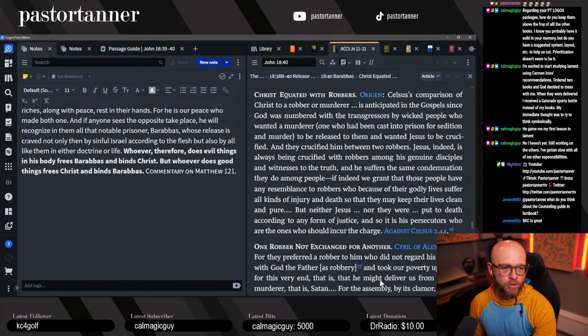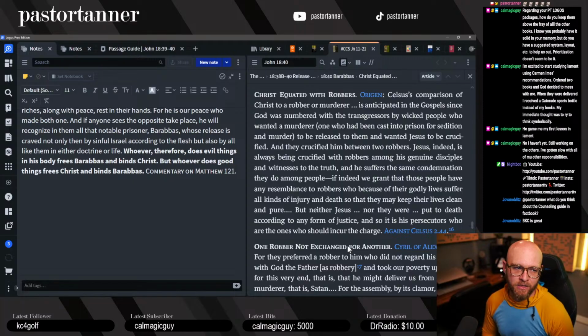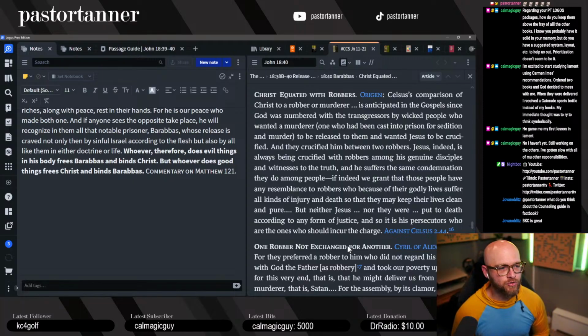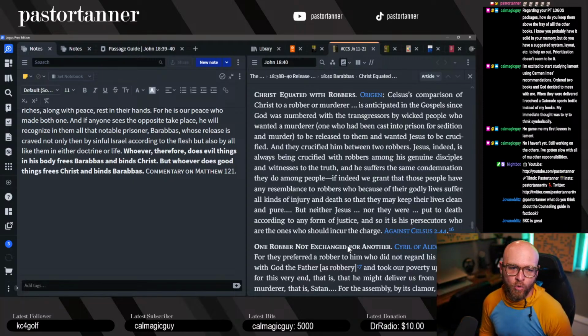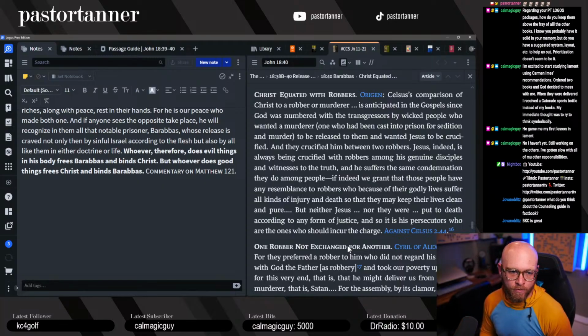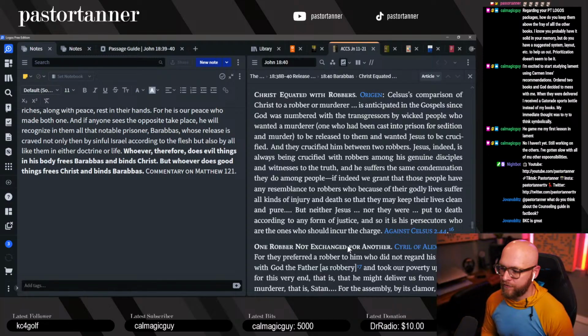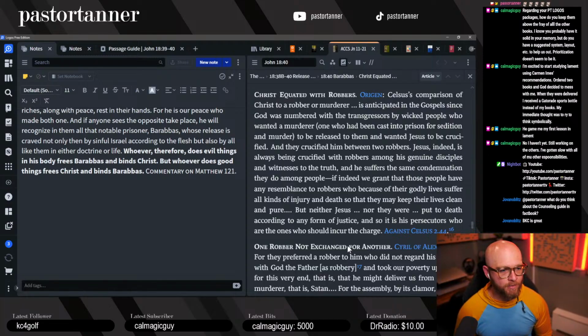Let's go to Origen now. Celsus's comparison of Christ to a robber or a murderer is anticipated in the Gospels, since God was numbered with the transgressors by wicked people who wanted a murderer, one who had been cast into prison for sedition and murder, to be released to them, and wanted Jesus to be crucified. And they crucified him between two robbers.